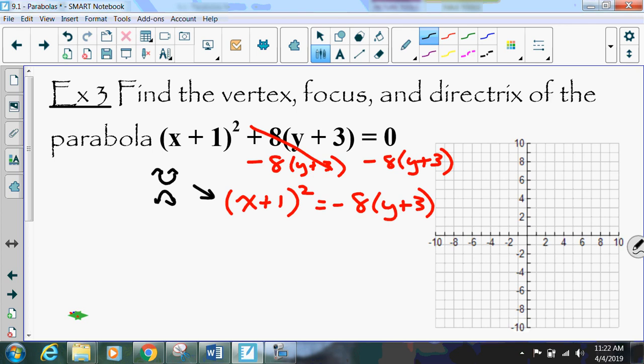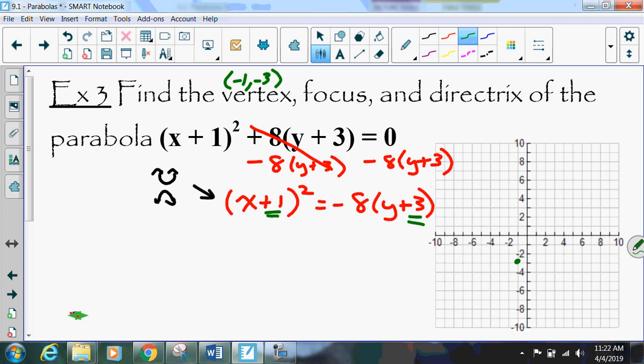I can see that my vertex is going to be -1, -3. So I'll write that. On the test, of course, we'll have lines for you to write it separately. So we'll have -1, -3. There we go. That's our vertex.